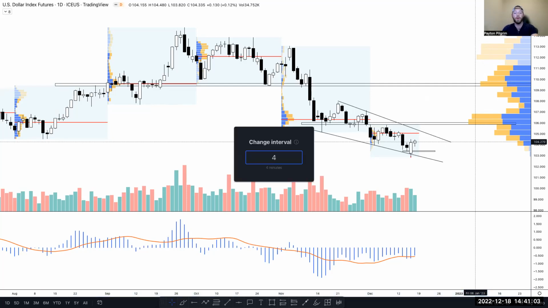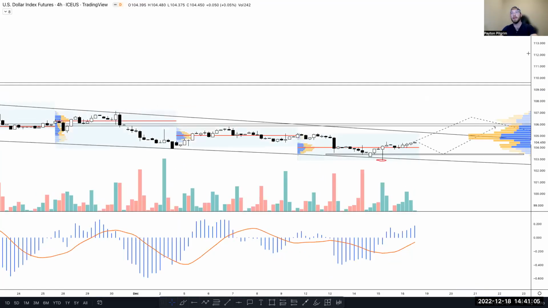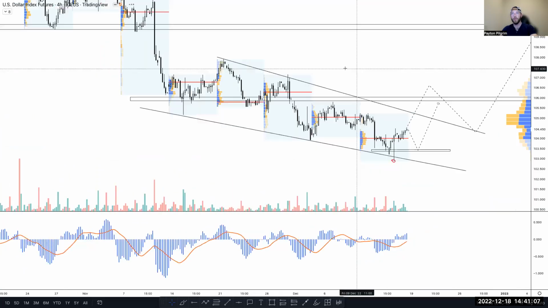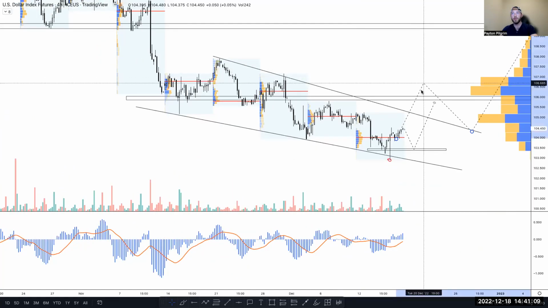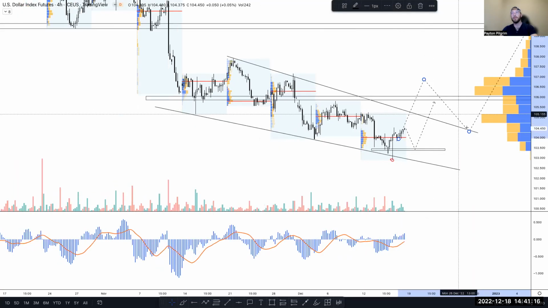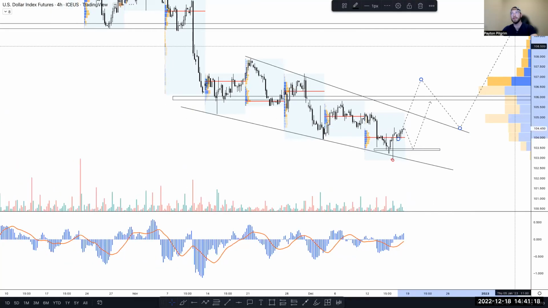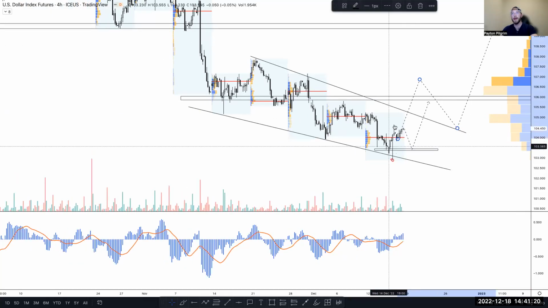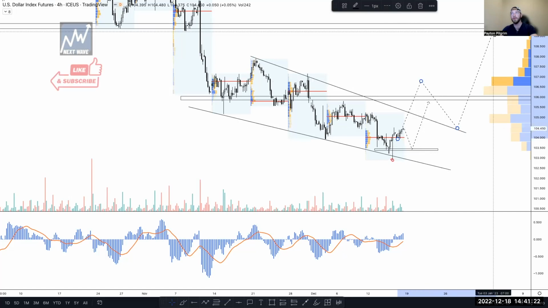Let's go to the 4-hour, and you can see the idea for the week, right? Like I said, if we do start to break out of this level, break out of the falling wedge, we will be looking for the dollar to reverse back up into this next level. So that's a macro move. If we see that happen, that's what we'll be playing.